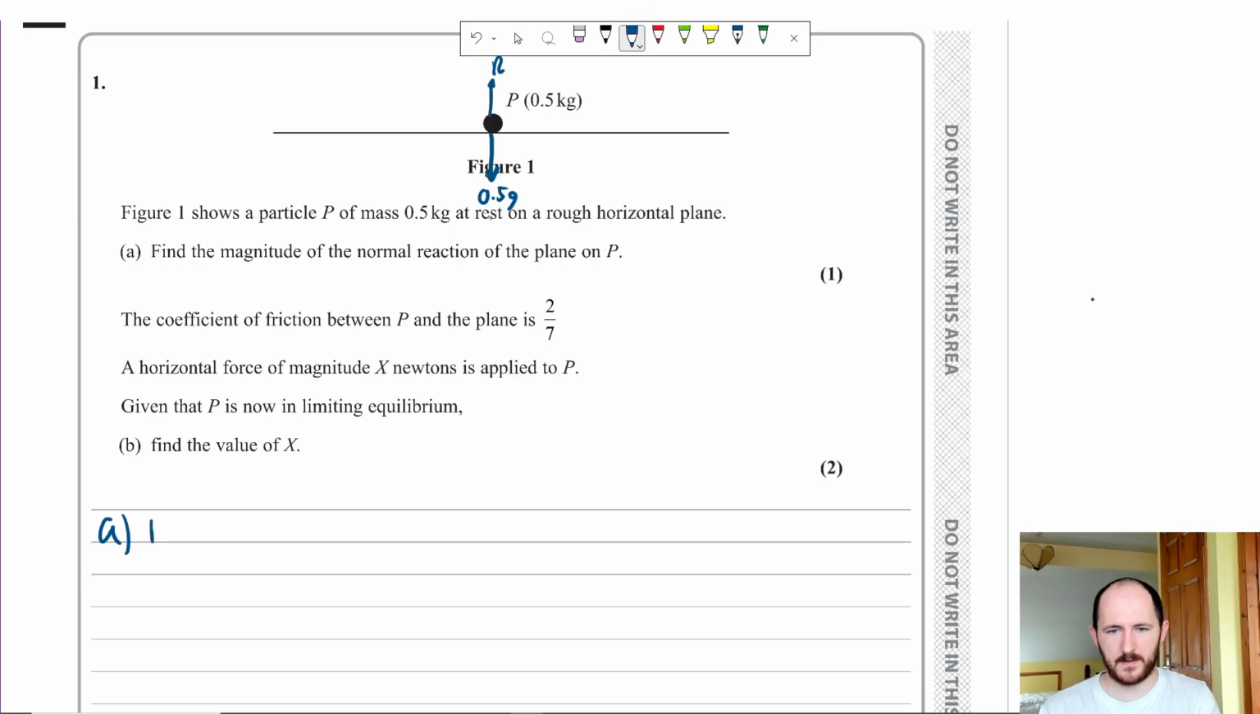So when it says find the magnitude of the normal reaction, that's just finding what R is. So we're going to resolve vertically. The vertical force is R, and the downwards force is 0.5 G, so that's just our answer.